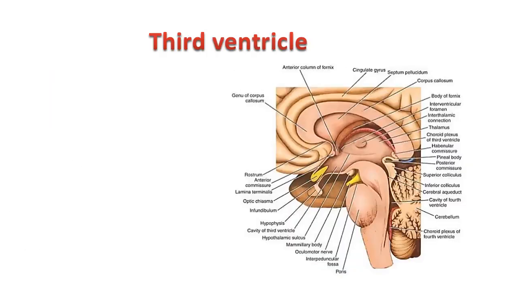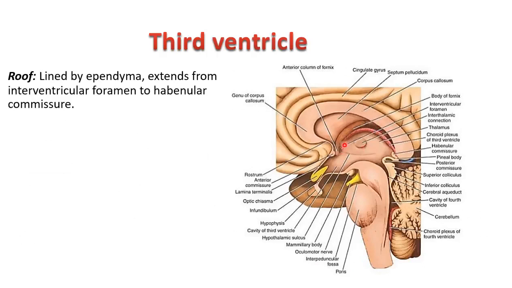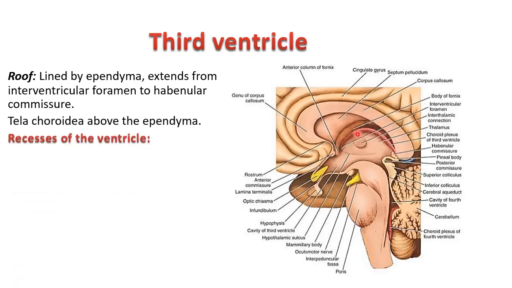Then coming to the roof. The roof is mainly formed by the ependyma, and above the ependyma. The roof cavity is lined by ependymal cells, and above the ependyma you can see the tela choroidea, which is a double layered fold of pia mater with the choroid plexus, a capillary plexus, projecting. That forms the roof, which extends from the interventricular foramen to the habenular commissure. So tela choroidea above the ependymal lining.